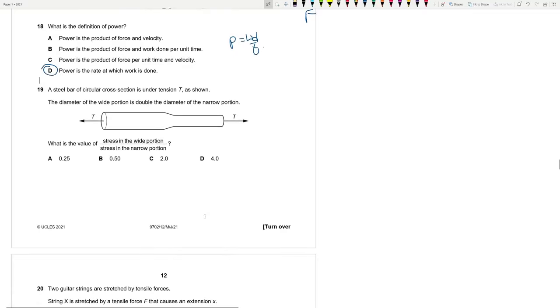Now a steel bar of circular cross section is under tension T as shown. The diameter of the wide portion is double the diameter of the narrow portion. Okay, so this is actually 2D and this is just D. What is the value of stress in wide portion by narrow portion? So stress is basically force by area. Okay, so we are applying the same tension T. So tension T is applied, but in the wide portion it's pi into 2D by 2 whole square, and in the narrow portion it's T divided by pi into D by 2 whole square.